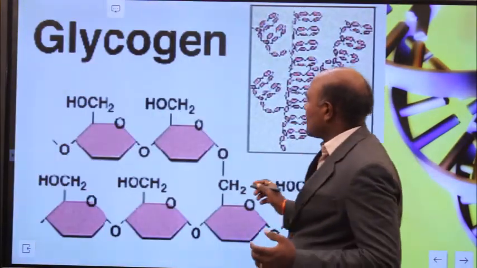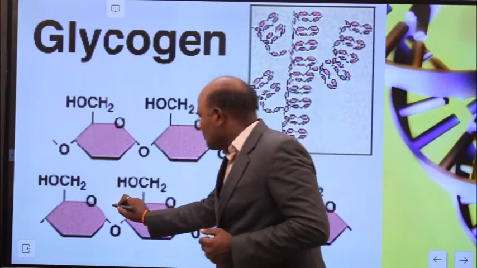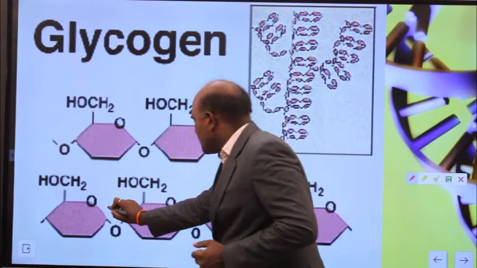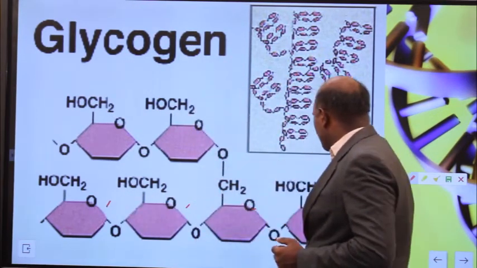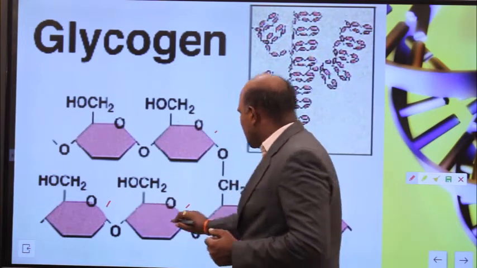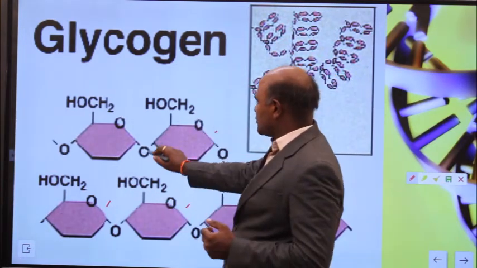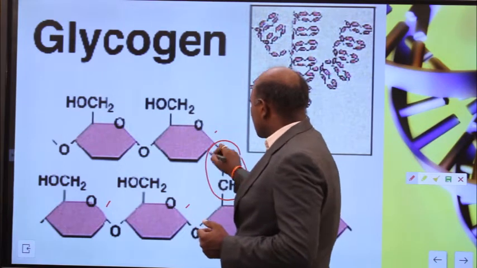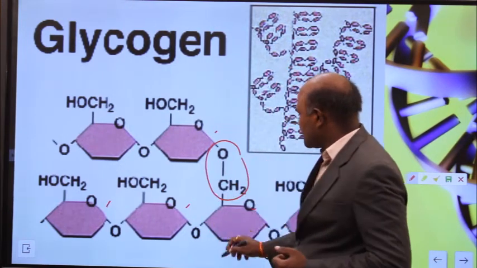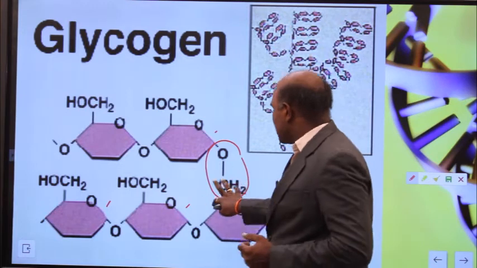This is the structure of glycogen. You can see these are the sugar molecules. You can see one sugar unit, 2, 3, 4, 6. You can see this is a long chain and this is a branched chain. These are the branched chains. These are the linkages.